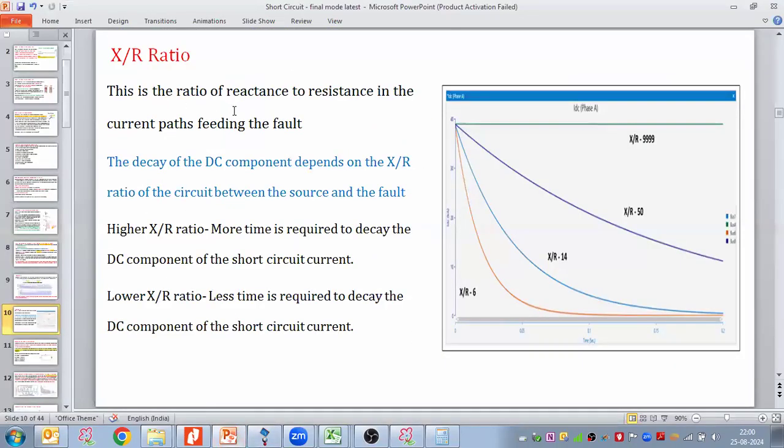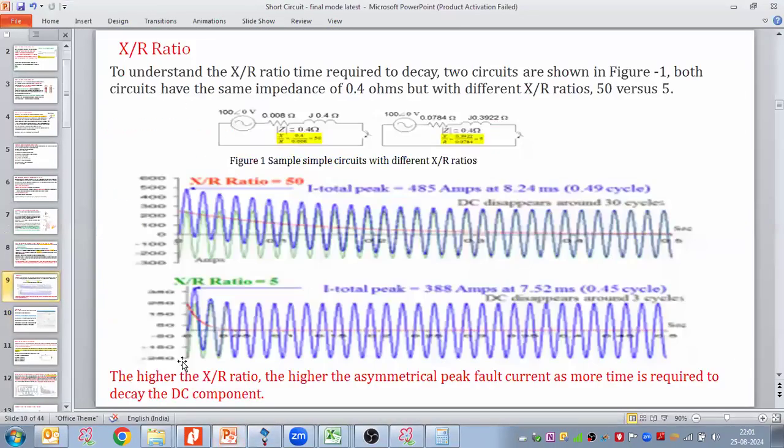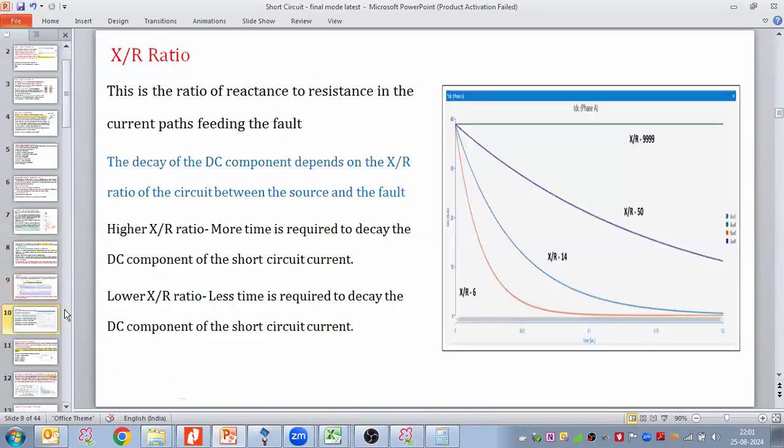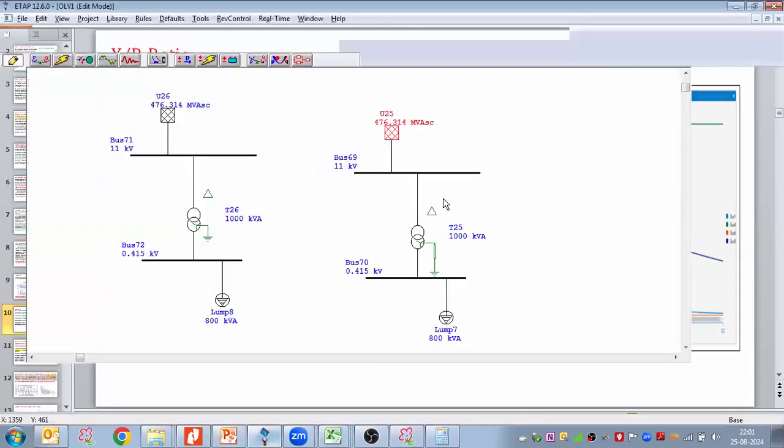Statement 1, statement 2. The higher the X by R ratio, the higher the asymmetrical peak fault current, as more time is required to decay the DC component. Higher X by R, more time is required to decay the DC component. This is the second statement. Keep it in mind. Go to the ETAP.